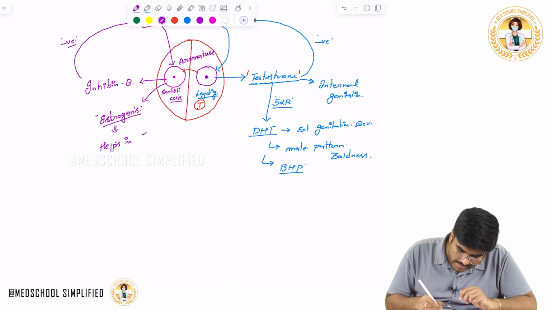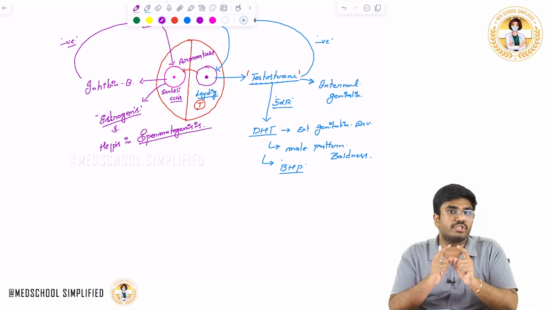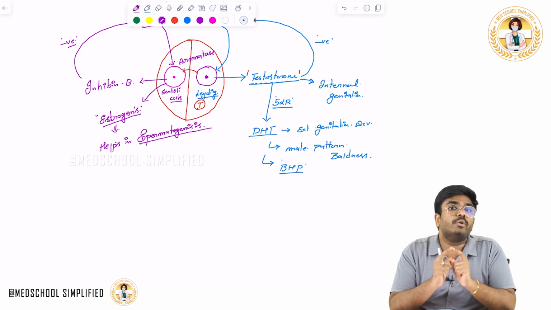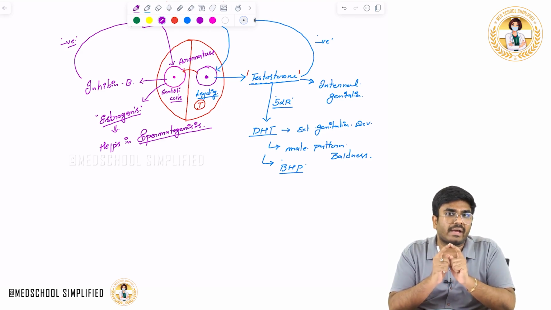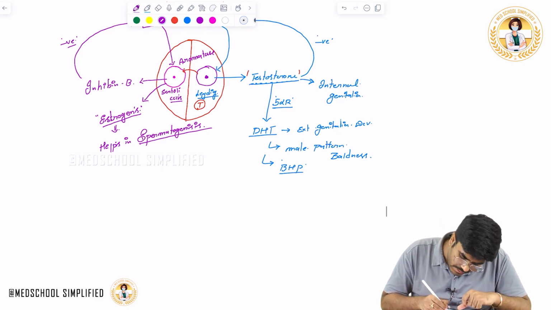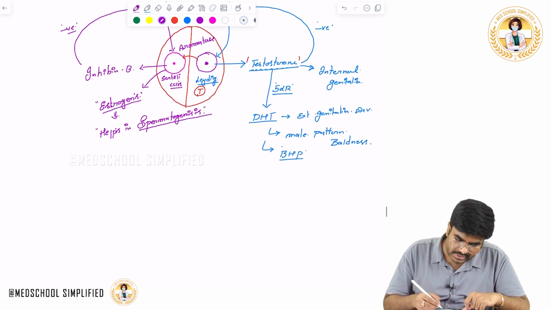Helps in spermatogenesis. Actually, in the top of the sperm, there is a cone-shaped area which is called the acrosome. For the biosynthesis, for the formation of that acrosome and the acrosomal enzymes, you require this estrogen. So, tell me what is estrogen helping in the spermatogenesis?